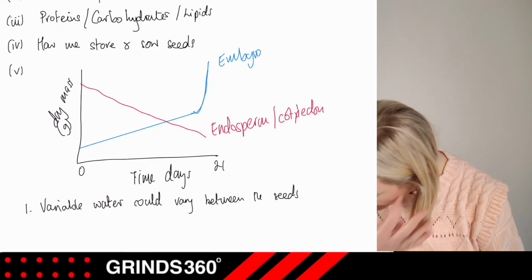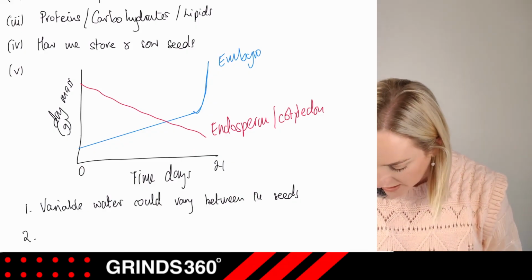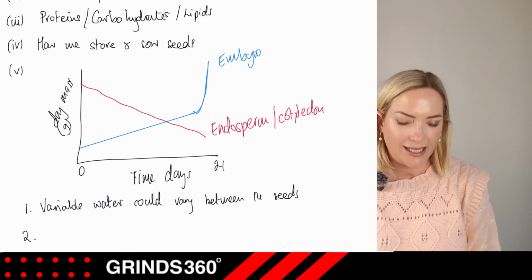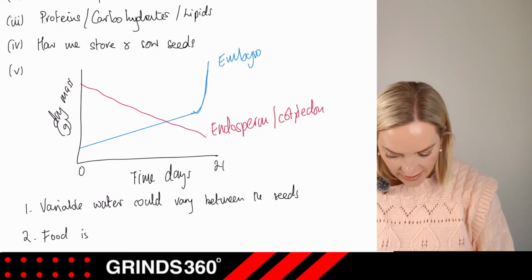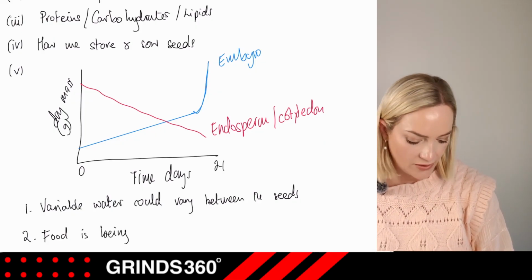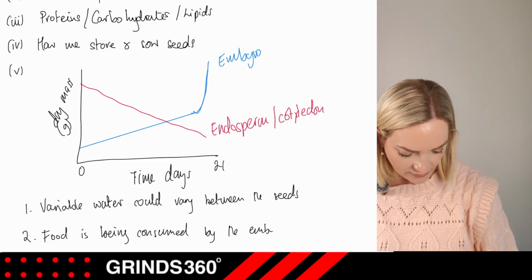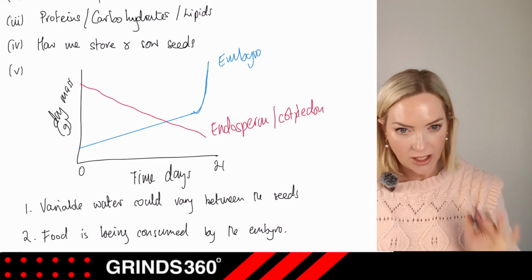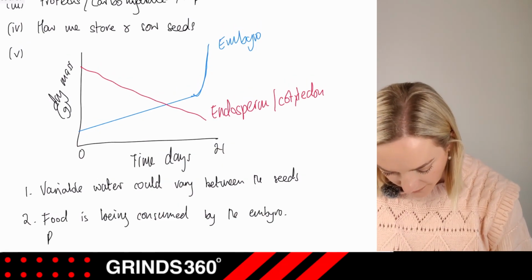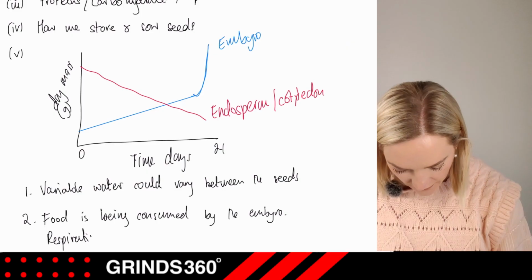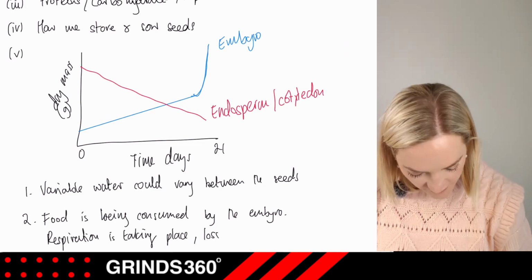Number 2 says, explain why the dry mass of the endosperm tissue decreases over the 3-week process. So why is this red line going down? What's happening? Our food is being consumed. That's the main thing: the food, the nutrients, is being consumed, used up by the embryo. Now the question says explain why. Another thing that's happening here is that respiration has taken place, so we have a loss of CO2.